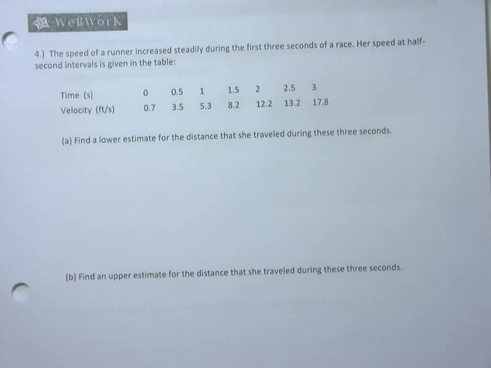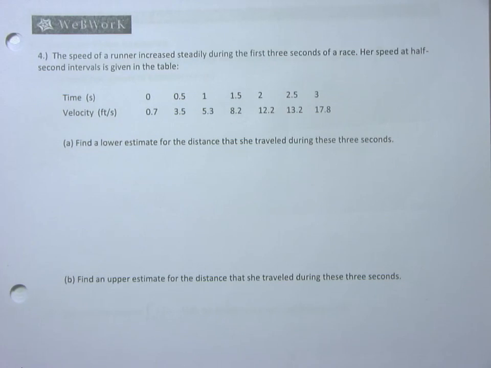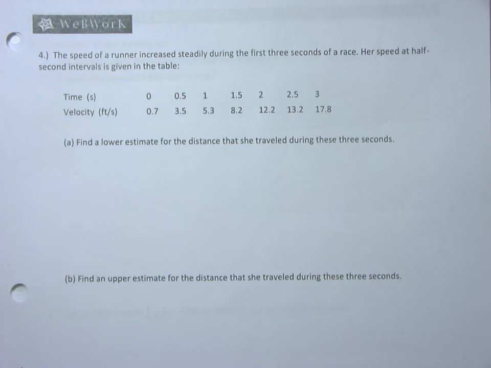Now, WebWork on this section. Again, pay attention to the physics and to what we're doing here, because this is a very interesting and important concept. The speed of a runner increased steadily during the first 3 seconds of a race. Her speed at half-second intervals is given in the table: 0 to 0.5, 0.5 to 1, 1 to 1.5, 1.5 to 2, 2.5 to 3.